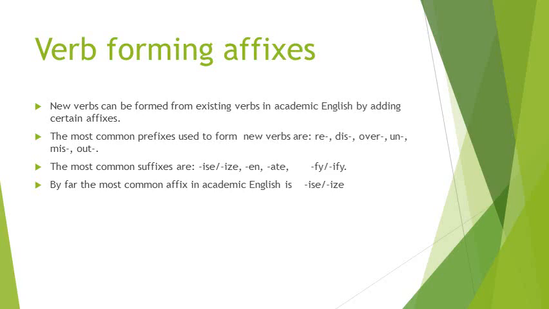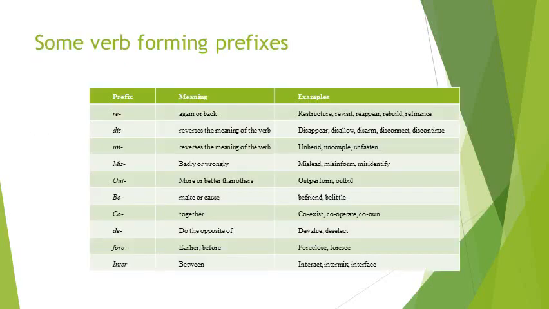Now, the most common prefixes that we use to form new words in English for academic purposes are RE, DIS, over, UN, MIS, and then OUT. And then the most common suffixes are ISE/IZE, ENT, ATE, FY, IFY. By far, the most common affix in academic English is IZE and ISE. So let's move on to consider the case of some verb-forming prefixes.